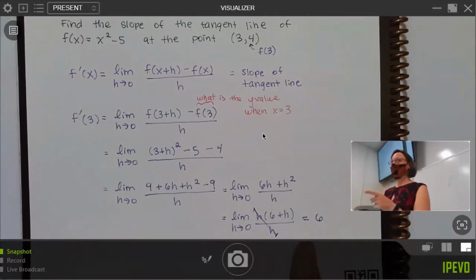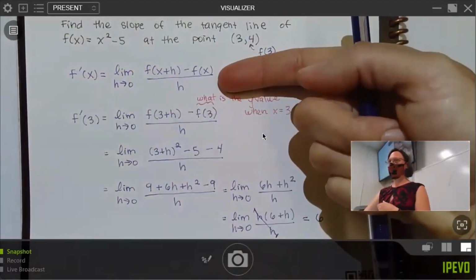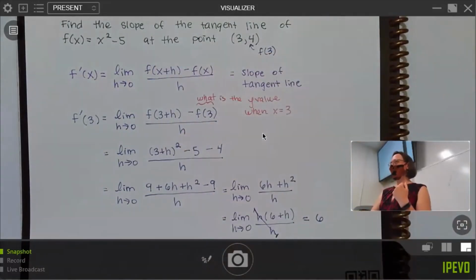Now, I think Ella's question is getting at where the h is coming from in this formula in the first place. So let's do another example and I'll draw a picture and we'll talk about where that h is coming from.